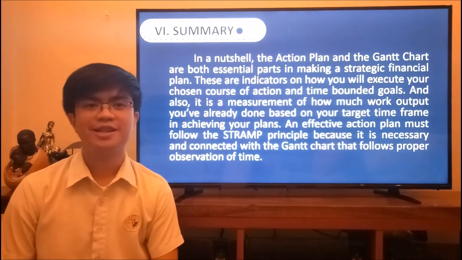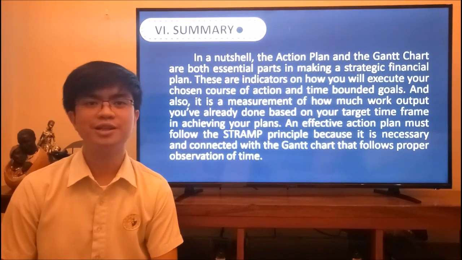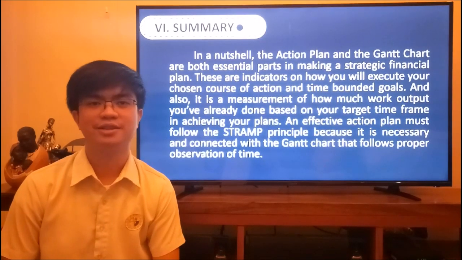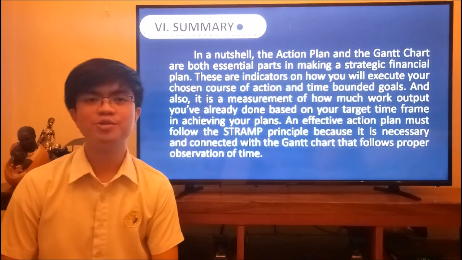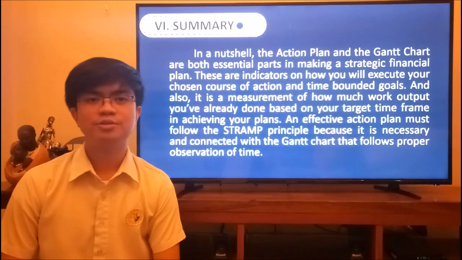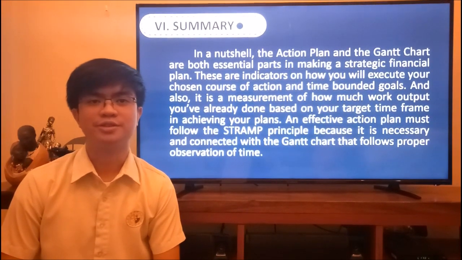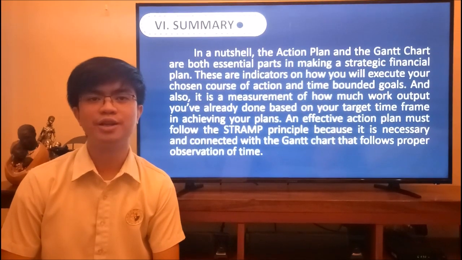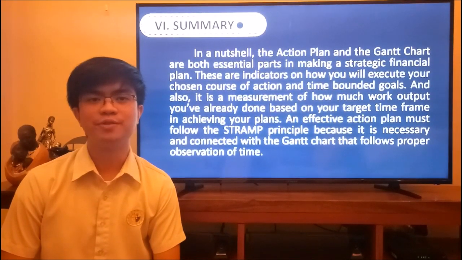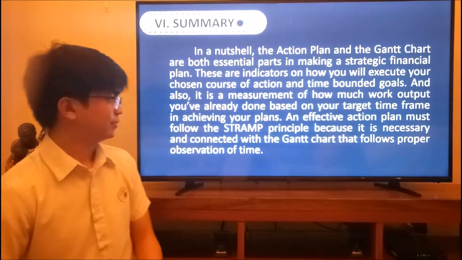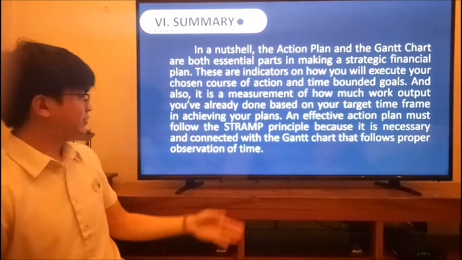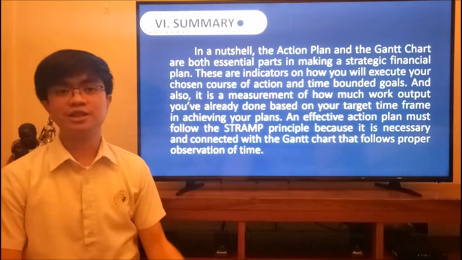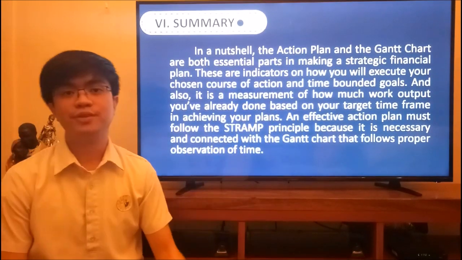In a nutshell, the action plan and the Gantt chart are both essential in making a successful strategic financial plan. These are indicators on how you will execute your chosen course of action and time-bounded goals. And also, it is a measurement of how much work output you've already done based on your target time frame in achieving your plans. An effective action plan must follow the STRONG principle because it is necessary and connected with the Gantt chart that follows proper observation of time.